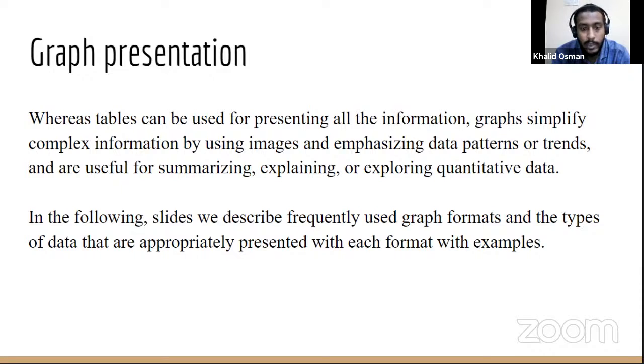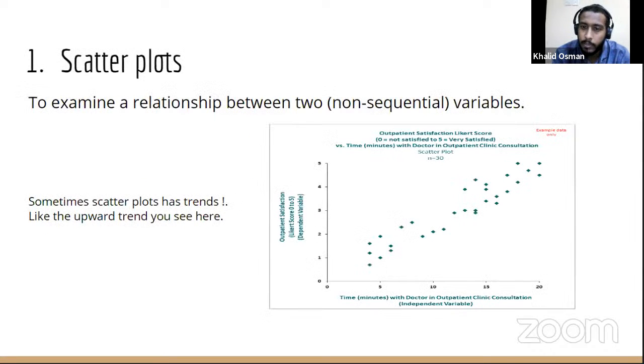In the following slides, we describe frequently used graph formats and the types of data that are appropriately presented with each format with examples. The first graph is the scatter plot. I think it's the most commonly used graph. It's used to examine a relationship between two non-sequential variables.